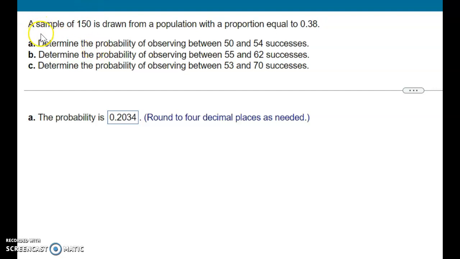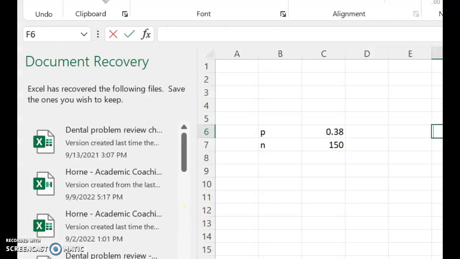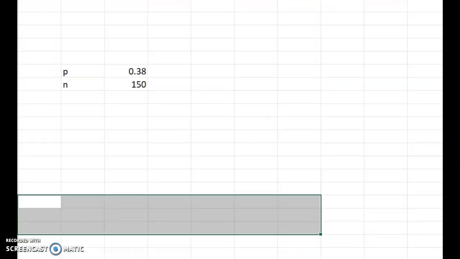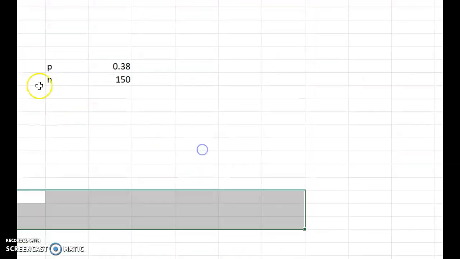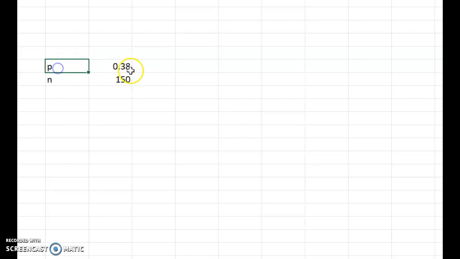Here we have a sample of 150 drawn from a population with a proportion equal to 0.38. So we're going to use our formula. P, our proportion, is 0.38, and N is 150.